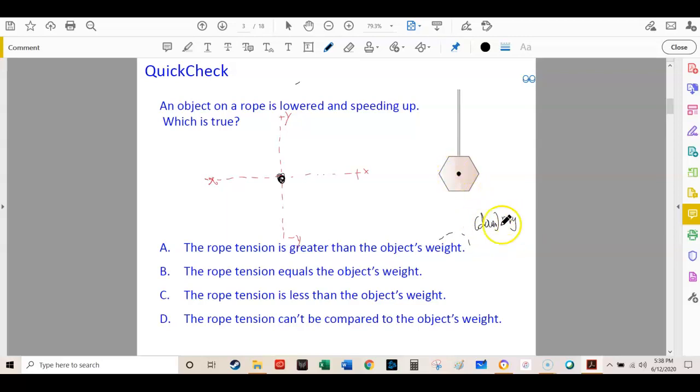Now that we've got the non-contact force due to the weight of the rock out of the way, let's talk about what is physically touching the rock. Well, there's only one thing touching the rock, the rope, which is going to be a tension.